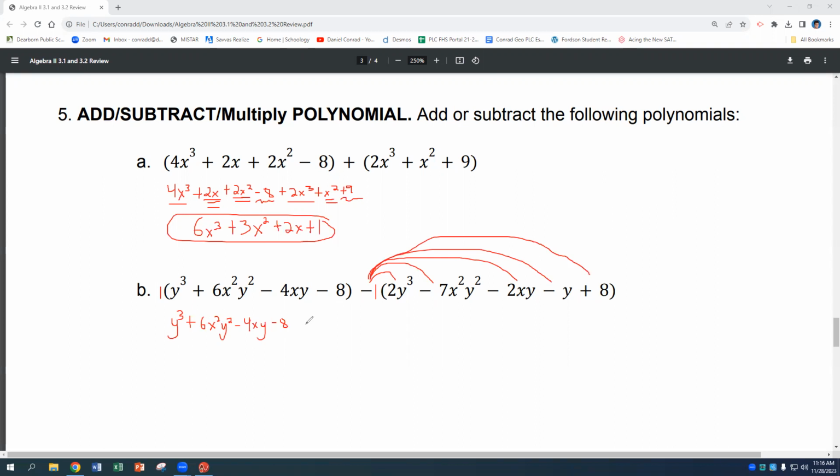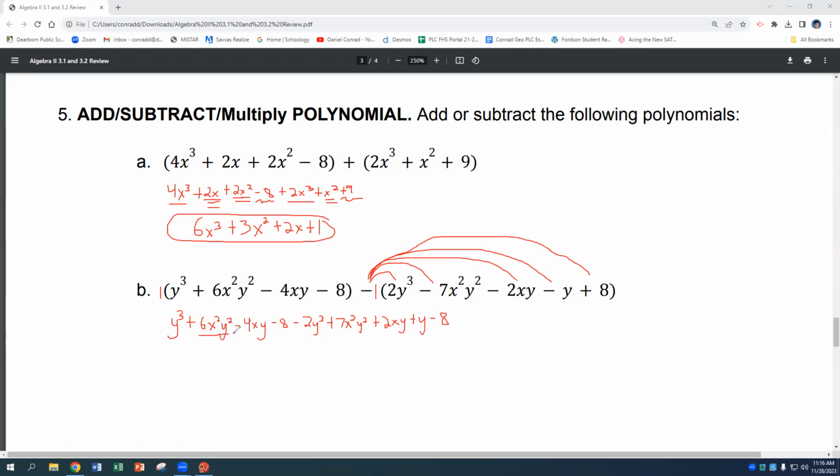So it's going to become minus 2y to the third plus 7x squared y squared plus 2xy plus y, and then minus 8. We need to switch the sign for all these because we're subtracting all of the terms. Okay, and then we just need to combine like terms.